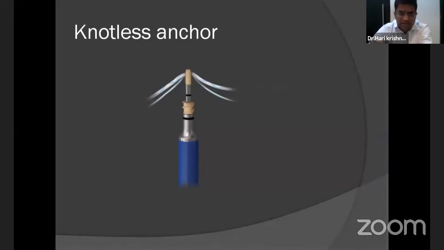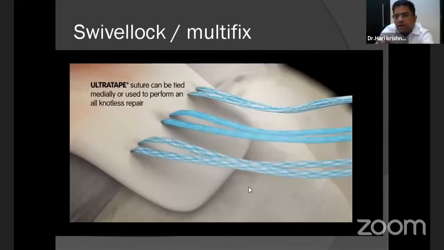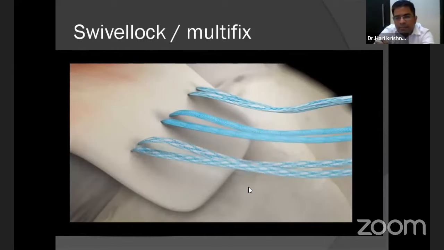So what is a knotless anchor, which we commonly use nowadays, because it's an easier technique, so that once you pass the sutures, you go and put in a drill hole and put in the anchor. So this is a video which demonstrates the knotless suture.